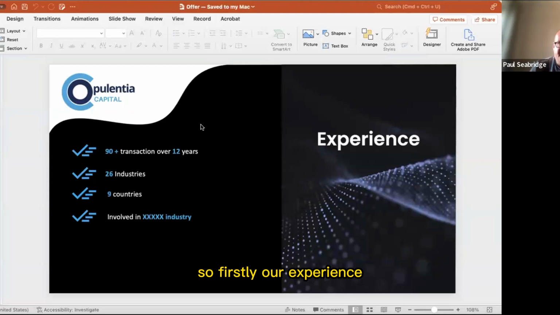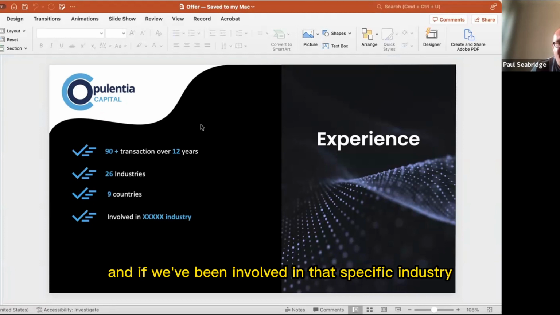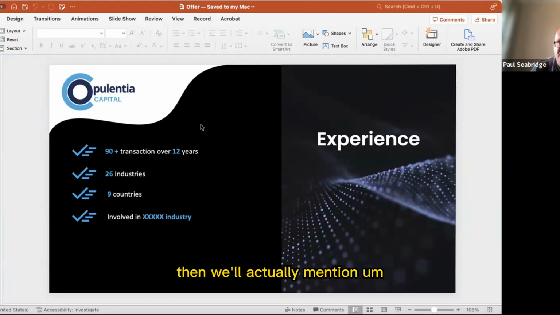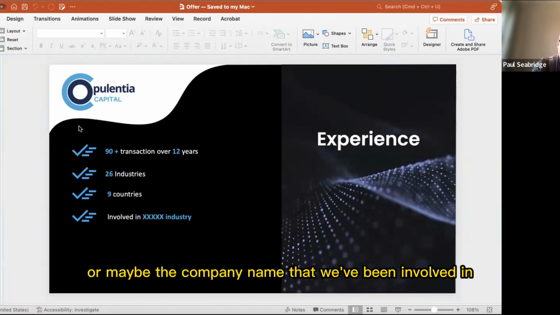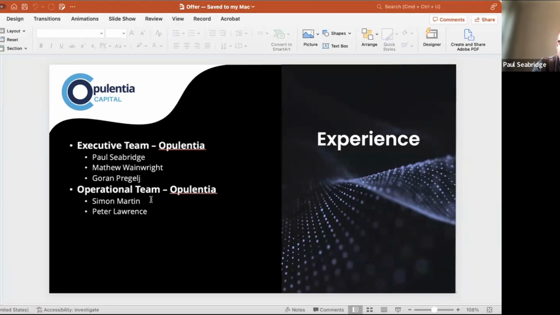So firstly, our experience. Opulentia has done 90+ transactions over the last 12 years, covering 26 industries and 9 countries. Clearly, this slide is slightly out of date because we've done a few more deals since then. And if we've been involved in their specific industry, then we'll actually mention that industry and or maybe the company name that we've been involved in.